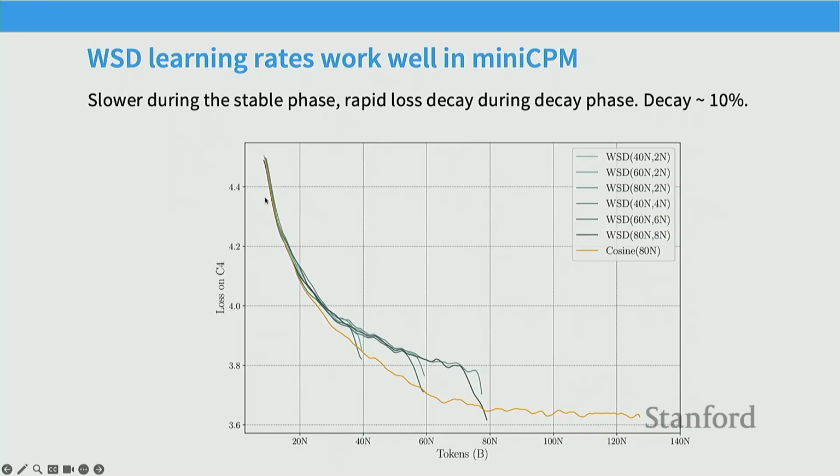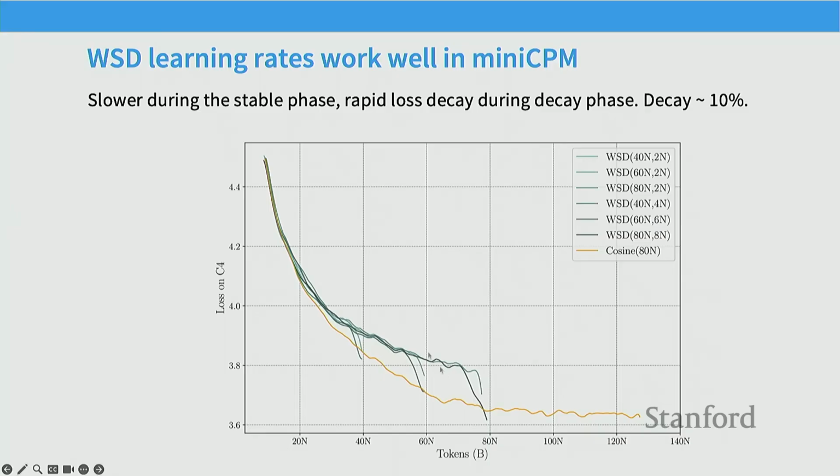You see curves that look kind of like this. If you have a cosine learning rate schedule, you'll see a relatively predictable, smooth decay towards your terminal loss, like this yellow line here. If you train with WSD, you'll see much, much funkier learning curves that look like the curves that I have here above them, the darker lines, right?